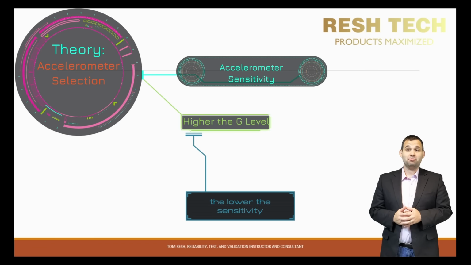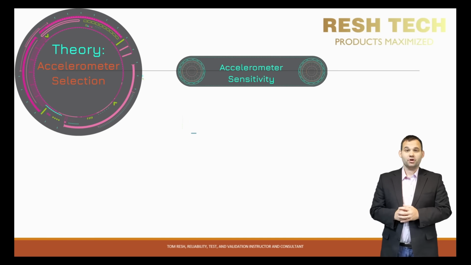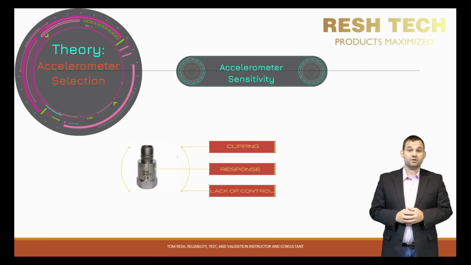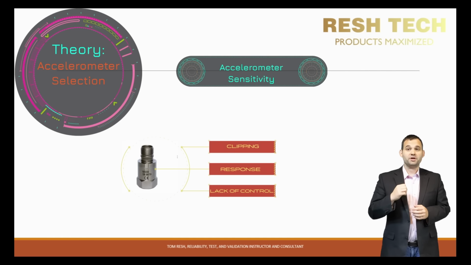Why is sensitivity important when selecting an accelerometer? Well, choosing the wrong accelerometer for a test can have negative implications, such as signal clipping, where the G level input is higher than the accelerometer sensitivity range and causes the accelerometer to saturate, which looks like a flat plateau in your signal response and your vibration or shock measurement data acquisition system.